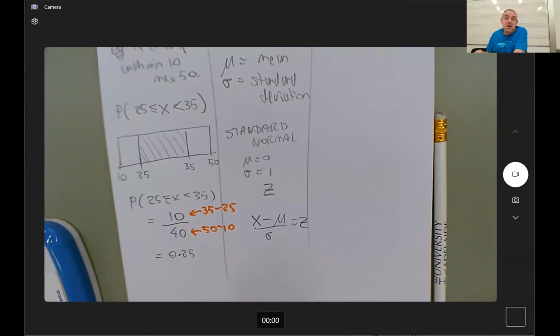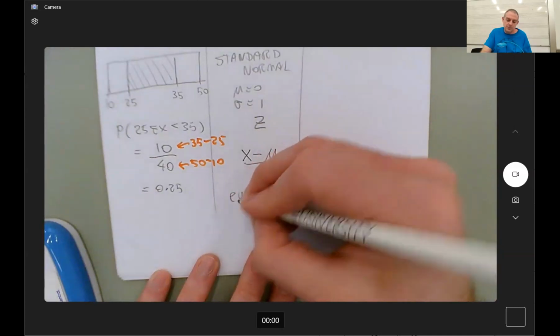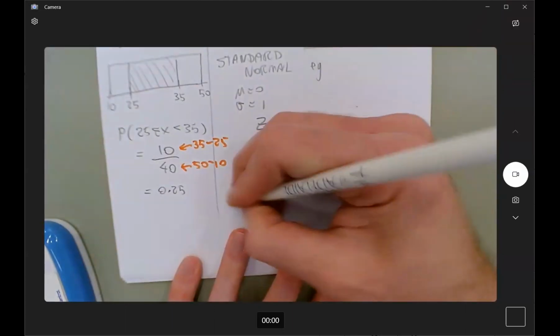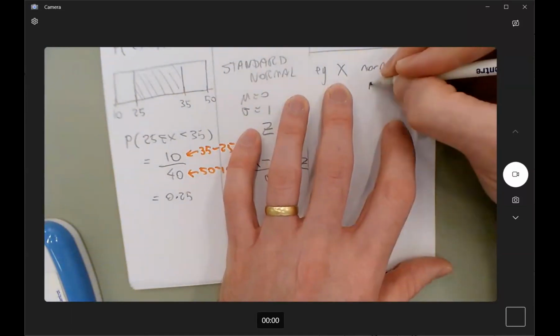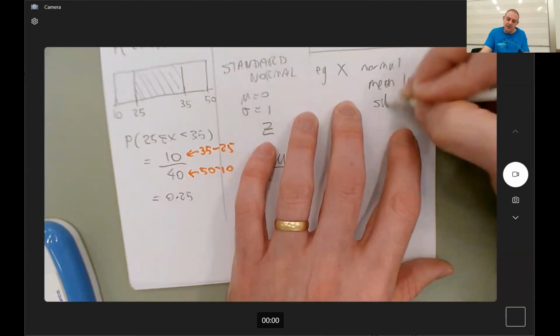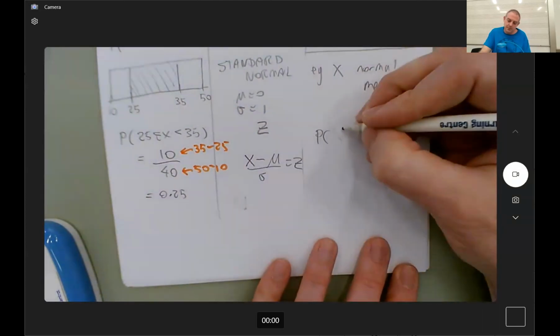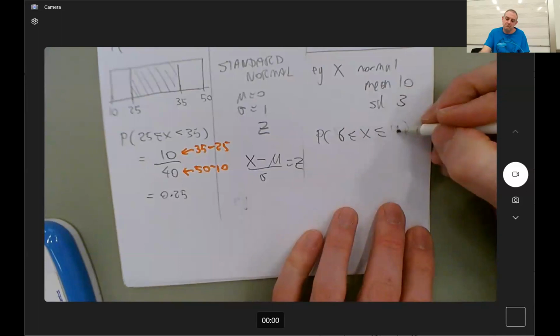So, yeah, if you've got a computer that can do normal distribution calculations, you can find the probability of being between anything and anything else, as long as you say what the bottom end is, what the top end is, and what the mean and standard deviation are. But your computer will only tell you left-hand sides again. So just as an example, X is normal, mean 10 and standard deviation 3. What's the probability that X is between 6 and 11, just some random numbers?